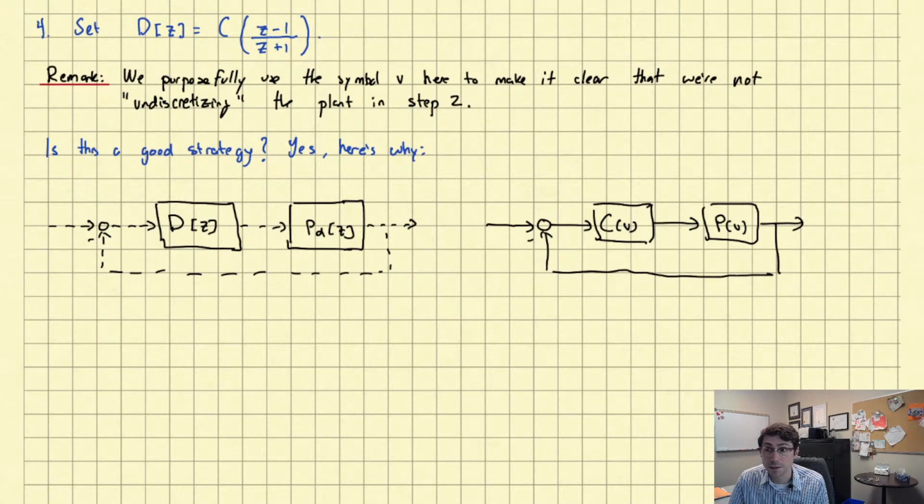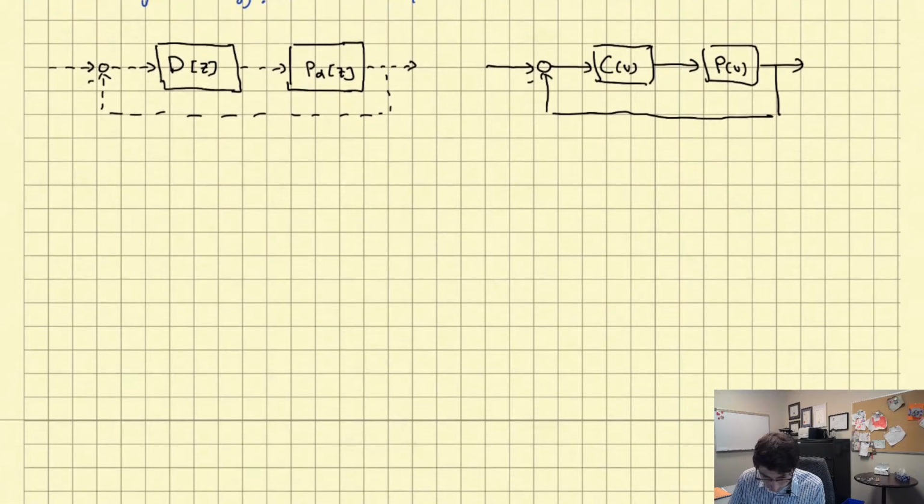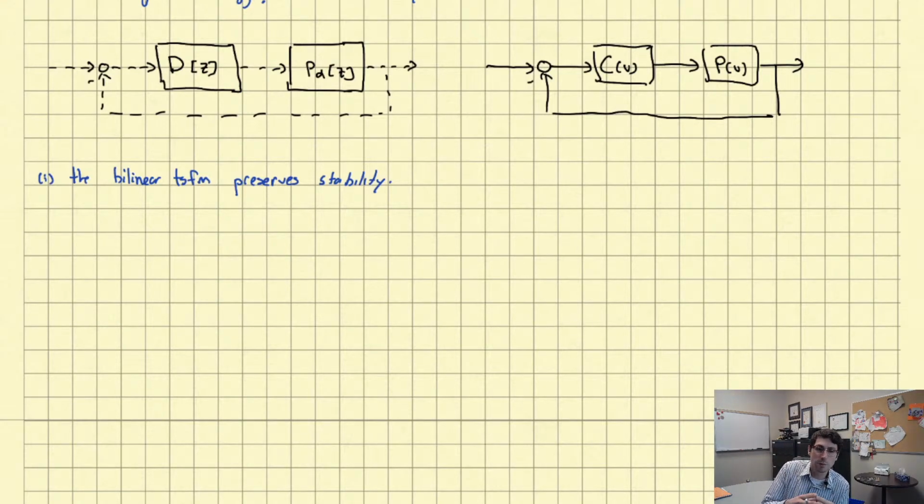Okay, so why is this a good strategy? So the first is that it preserves stability. We already know that. Which means that if we design C of V to stabilize the loop, then we know that D of Z is going to stabilize the loop. So by that I mean closed loop stability.